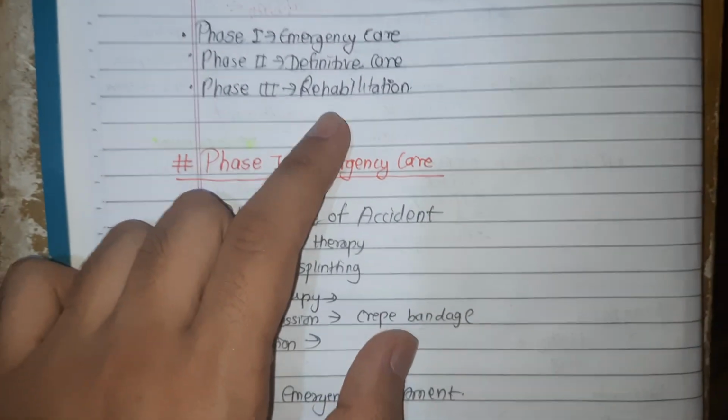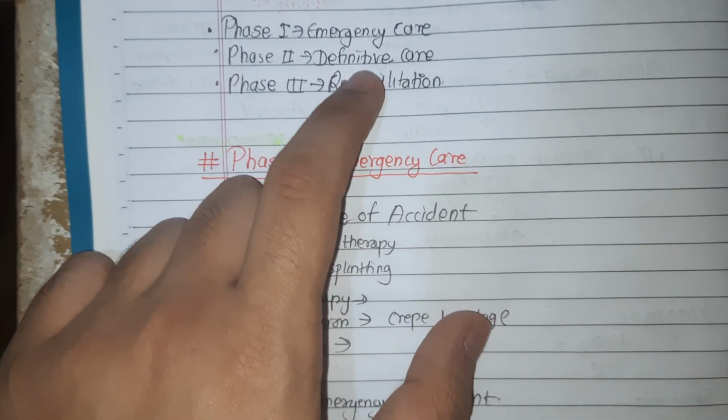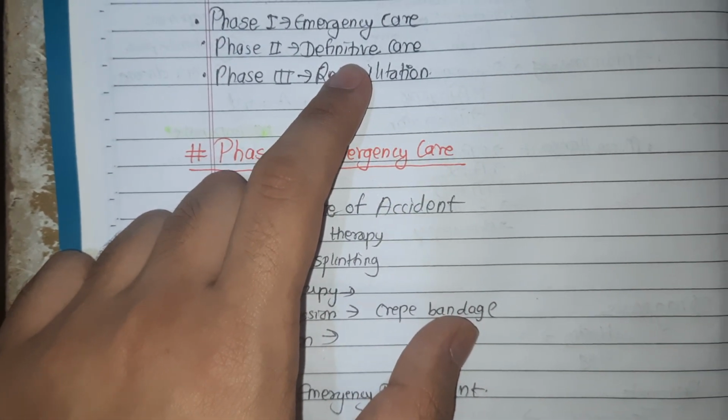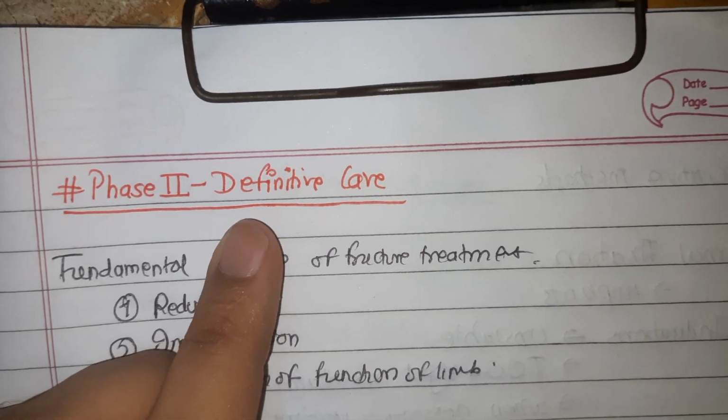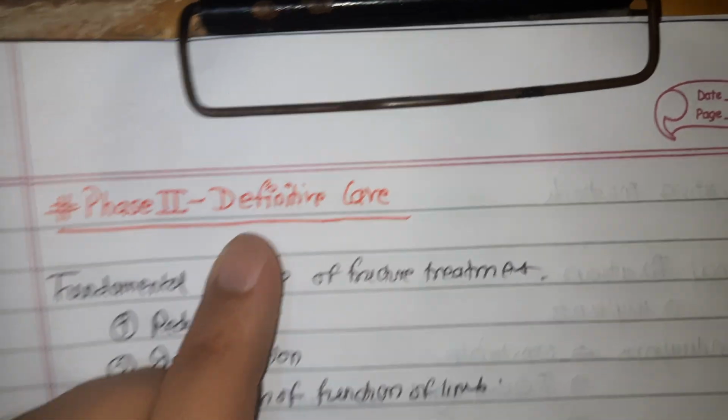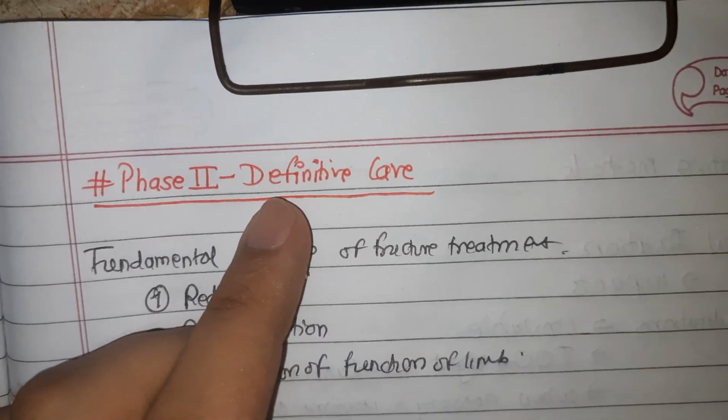Now we'll move to definitive care, and this is important from the orthopedic point of view. The second phase is definitive care, and over the years the philosophy of fracture treatment has undergone rapid changes.